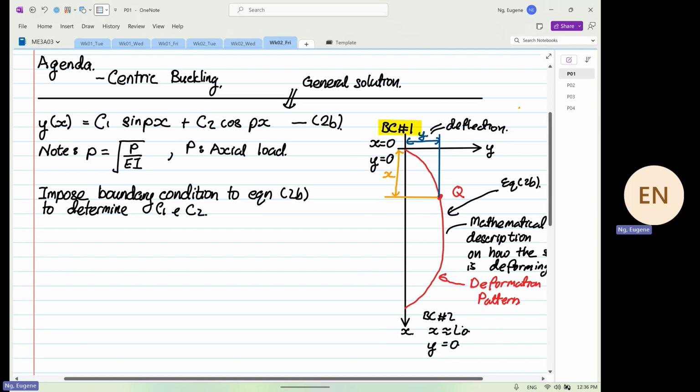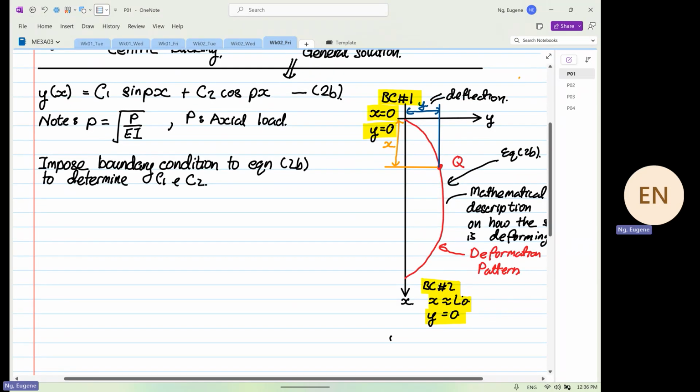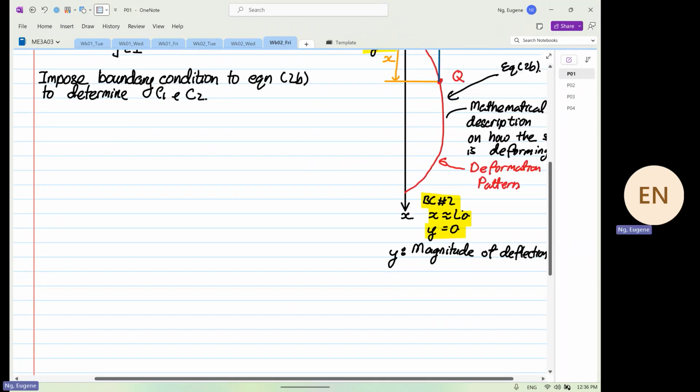You have boundary condition number 1, where when x is equal to 0, y is equal to 0. And then we have boundary condition number 2, when x is equal to L, y is equal to 0. So I want you to take note, y, in case you're wondering why, is the magnitude of deflection. Okay, I want you to take note on that.